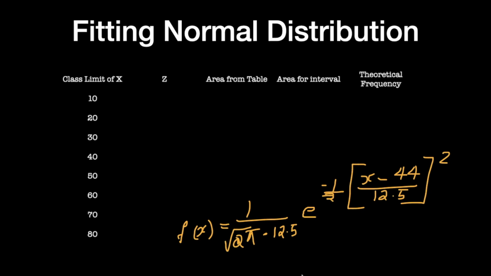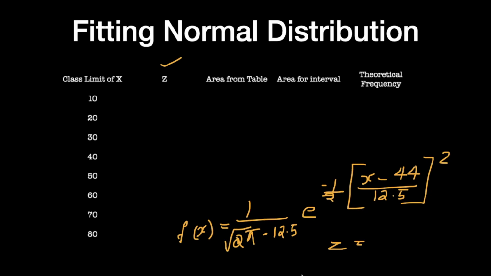But we are not using this particular probability density function. In fact, we will first be calculating the standard normal variate, which we call Z, and then using the area from the table, we will calculate the theoretical frequencies. So first of all, we need the standard normal variate Z.